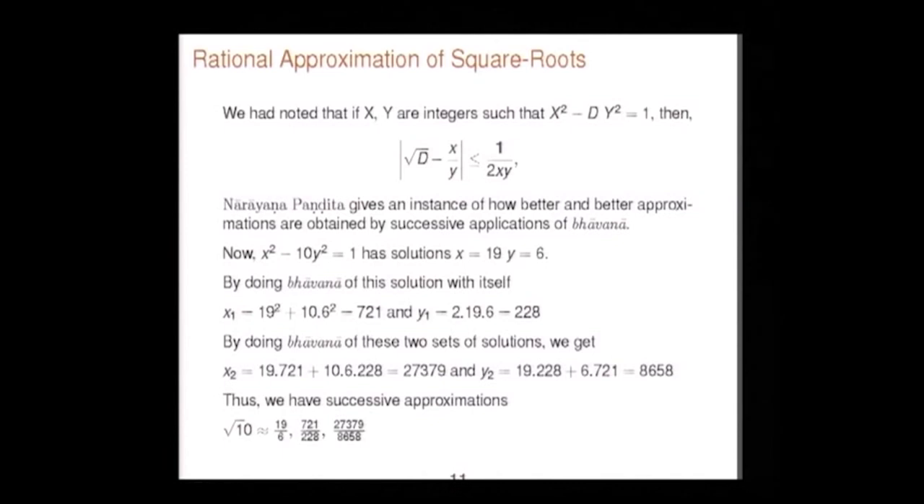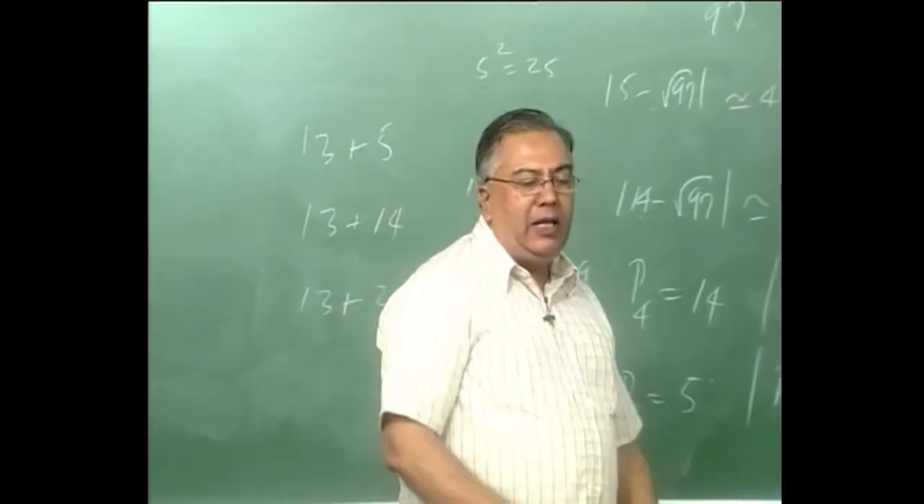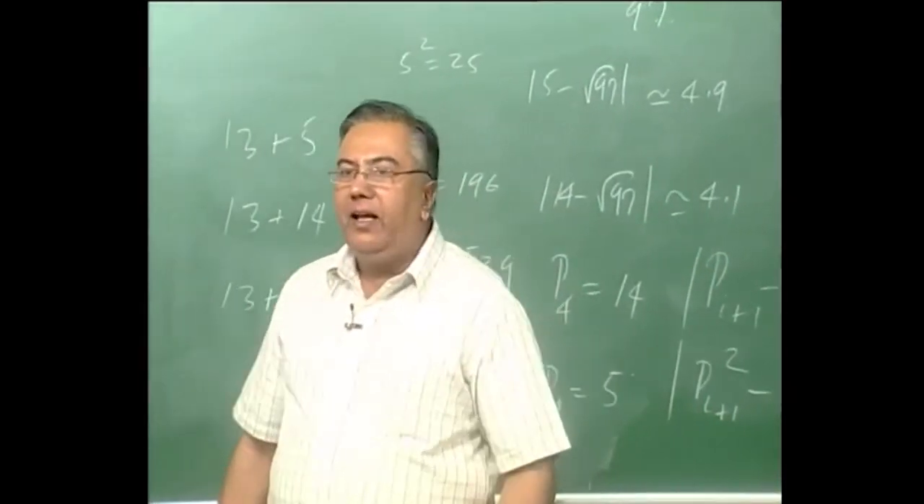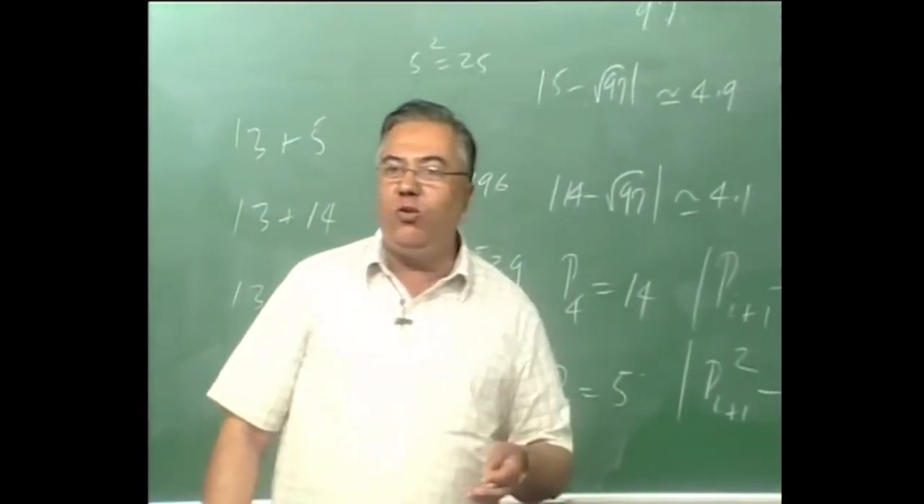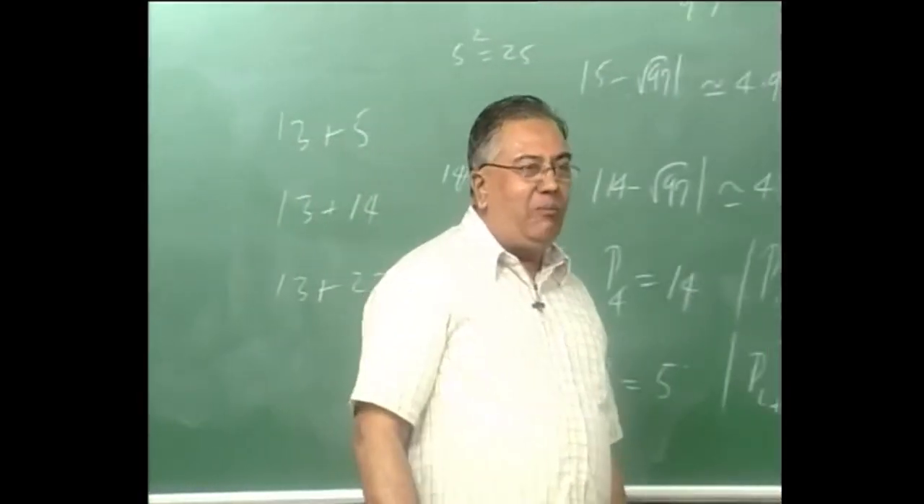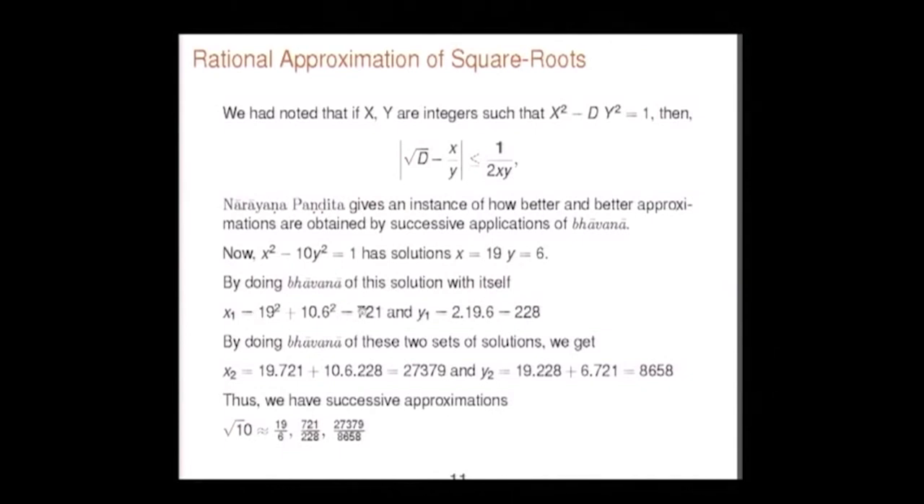The other thing, this is well known, we have talked about it several times, that the solution of Chakravala gives a good approximation to square root of d, and given one approximation, you can work out better and better ones by Bhavana. Narayana is the first person who has stated this very explicitly. He has taken the example of square root of 10. It so happens that for all his geometric acumen, Narayana is using the Jain value of square root of 10 for pi, and so square root of 10 is an important parameter in his geometry. He has worked out that 19 and 6 is one solution. If you do bhavana of that with itself, you will get 721 by 228. If you do the bhavana of these two, of this with the other one, you get 27379 by 8658 and so on. So he says you can work out better square roots. He has made all this very explicit.